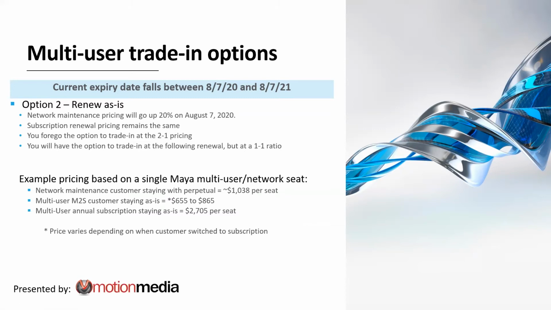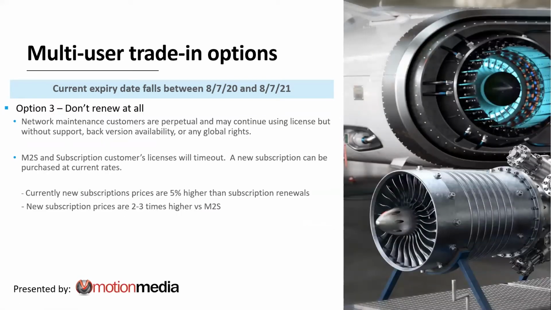and go another year. And then, of course, your third option, which is probably not what Autodesk wants me to tell you, but of course, you don't have to renew at all, at any time you want. And if you are a network maintenance customer and are perpetual, your license will not time out. You can continue using that network license until your OS no longer supports whatever version you're at. It's a perpetual license, so you can use the latest version as long as you want, but you do lose all of your back version availability, any global rights that you may or may not have, and any support, of course, but your licenses won't time out.